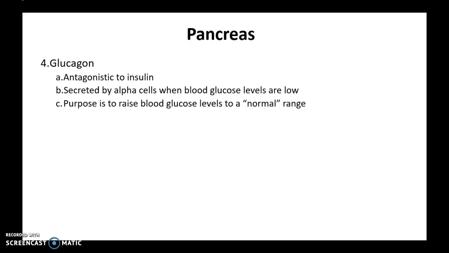So glucagon, as I mentioned before, is antagonistic to insulin. It is secreted by the alpha cells in response to low blood glucose levels. And the purpose of glucagon is to raise blood glucose level to a normal range, bringing things back to homeostasis.